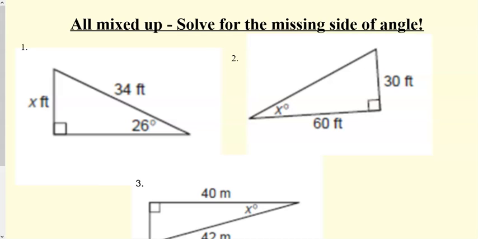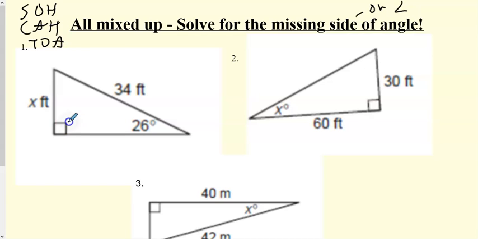All right, so all mixed up. We're going to solve for the missing side or angle. So just as a reminder, SOH CAH TOA. Sine is opposite over hypotenuse. Cosine is adjacent over hypotenuse, and tangent is opposite over adjacent.